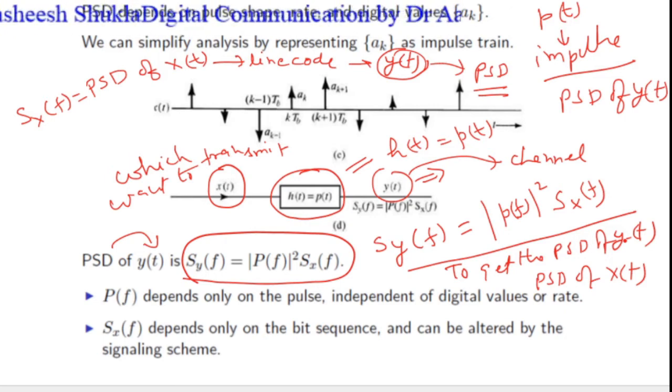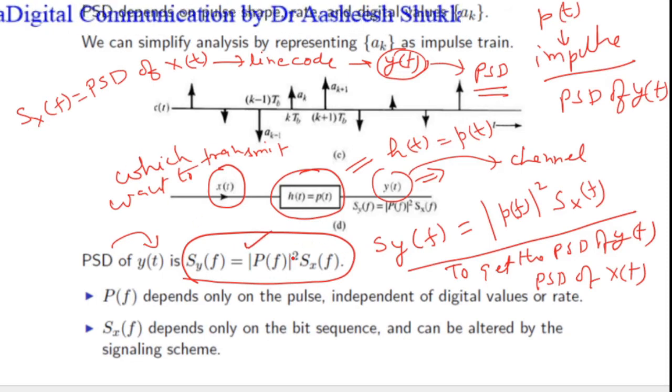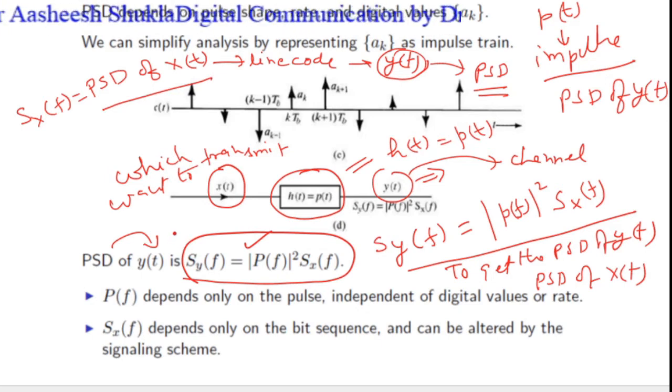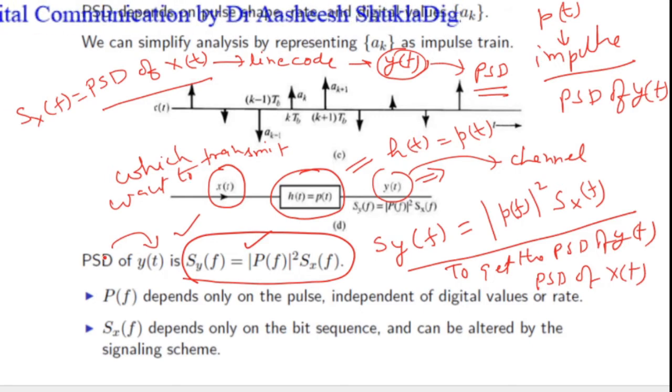So we are assuming here that the pulse shape is known to us, but what is the power spectral density of the signal which we want to transmit, xt? If we find out the power spectral density of xt, then we can find out the power spectral density of yt. This is very important, right? This is very important.